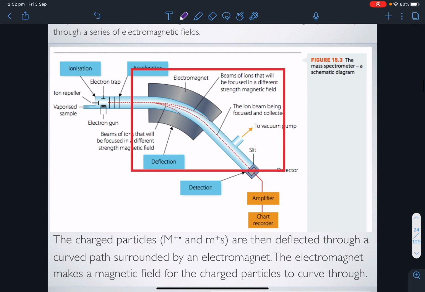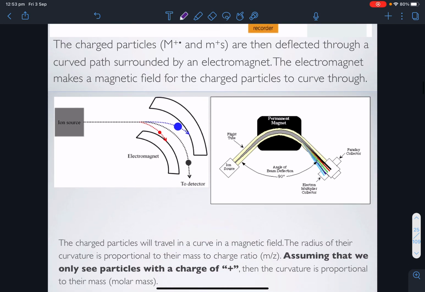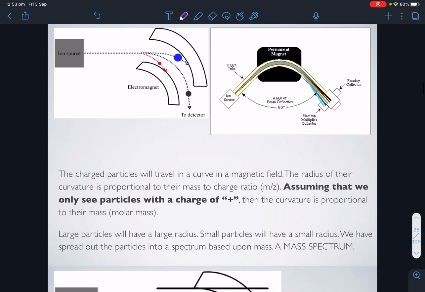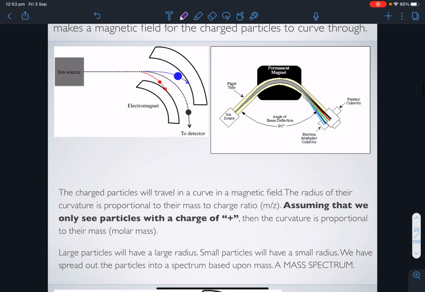Okay, you can see that these beams of ions will be focused in different strengths. So some will have different curves. And that depends on a couple of things. That depends on their charge and their mass, and we'll go through that here. Okay? So the charged particles will travel in a curve in the magnetic field. The radius of their curvature, like this red one here's got a short radius, and this blue one here's got a very long radius, is proportional to their mass to charge ratio.